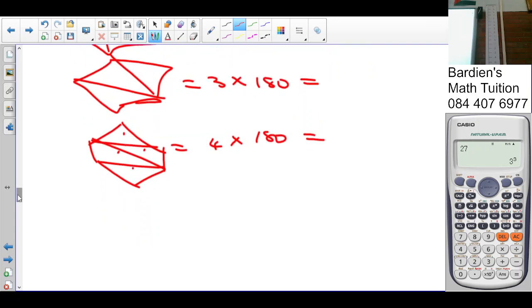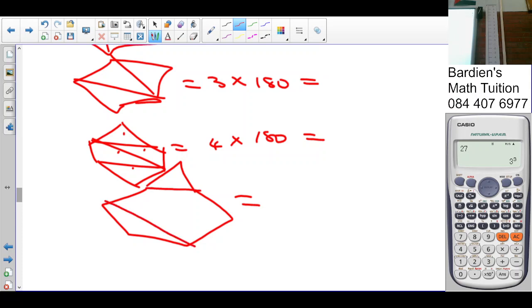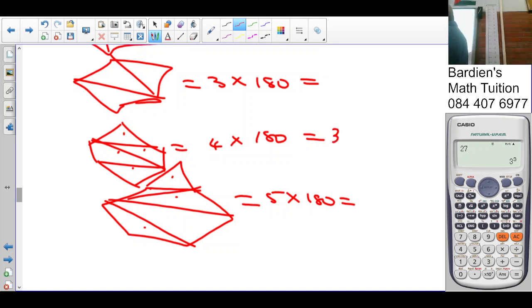A 7-sided figure: 1, 2, 3, 4, 5, 6, 7. A 7-sided figure is a heptagon. So we get 1, 2, 3, 4, 5 triangles. Can you see? So 5 times 180 is 900.